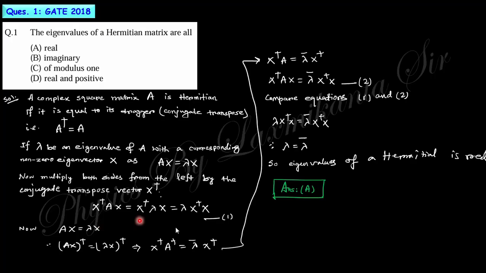You can see equation 1 and equation 2 have the same left hand side, so the right hand side is also the same. So we will get lambda equals lambda bar. Lambda bar is the complex conjugate, so the complex conjugate being equal to lambda means lambda is real, because if there is any complex part, then these two are not equal. So option A is the correct answer to this question.